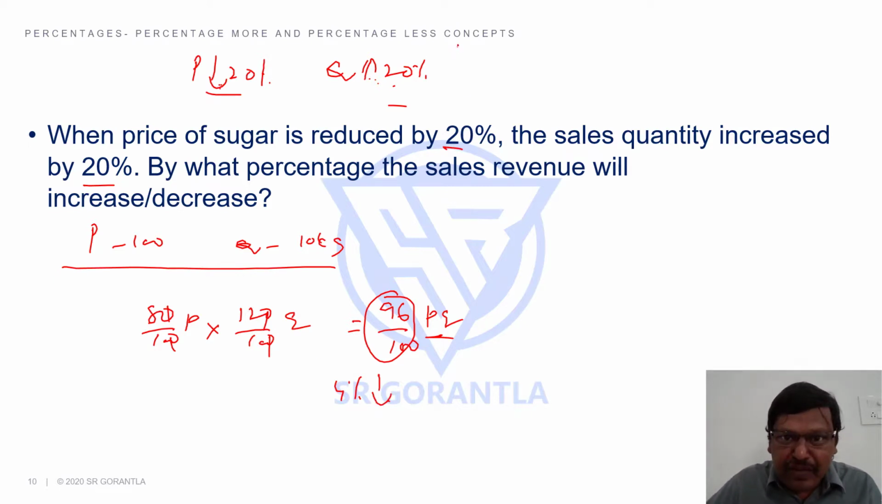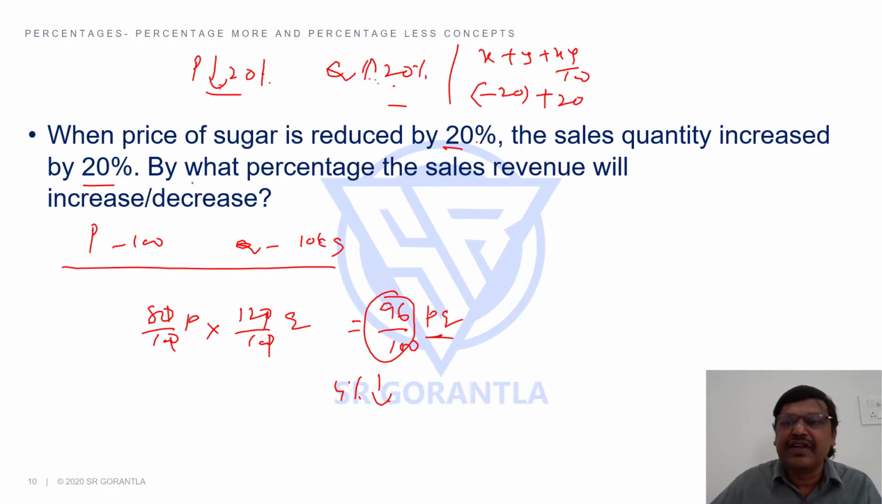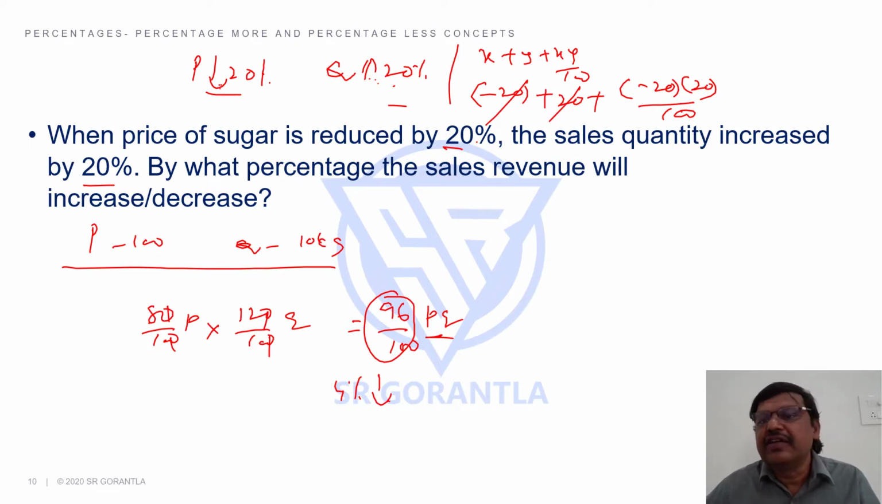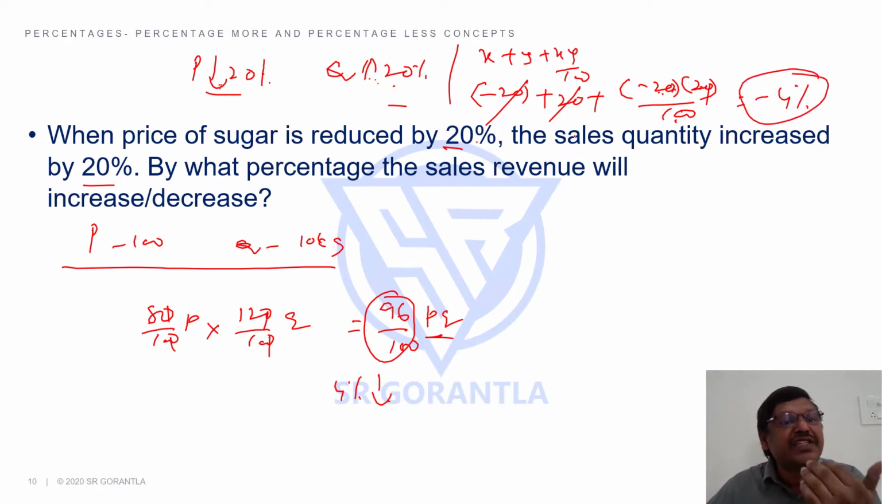Or if we use the formula x plus y plus xy by 100, it is minus 20 because it's reduced by 20%, plus 20 because it's increased by 20%, plus minus 20 into plus 20 by 100. Students, plus 20 minus 20 gets cancelled. You can see 20 square by 100, or 400 by 100, is nothing but minus 4%. What do you mean by minus 4%? There is a 4% decrease.